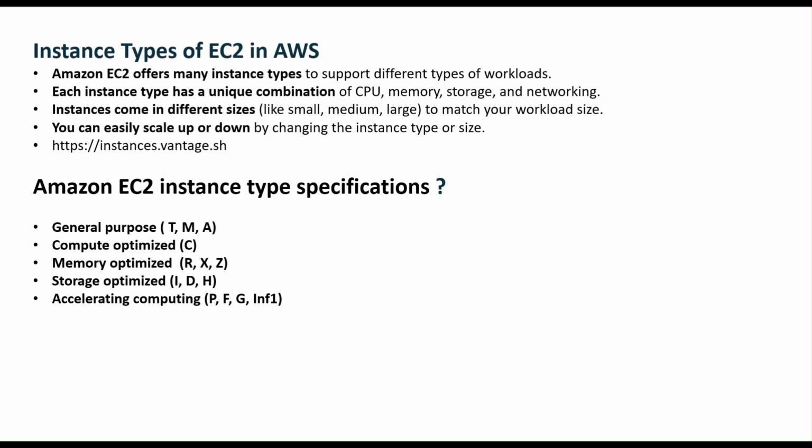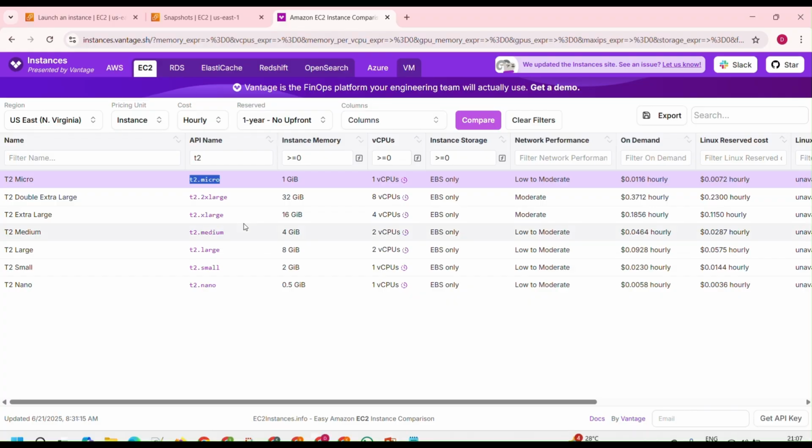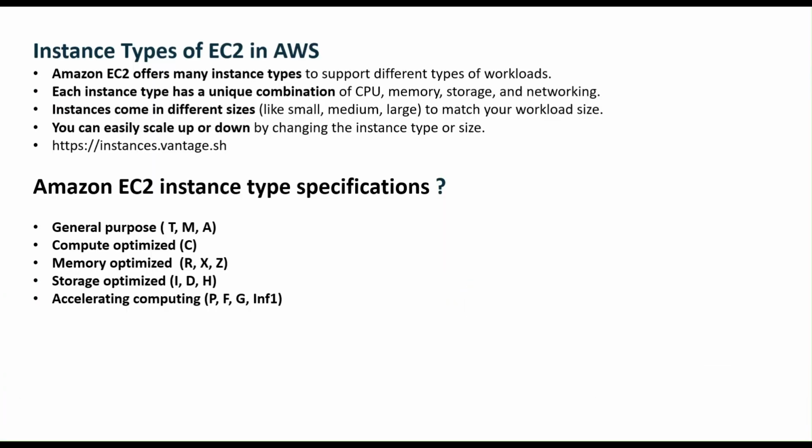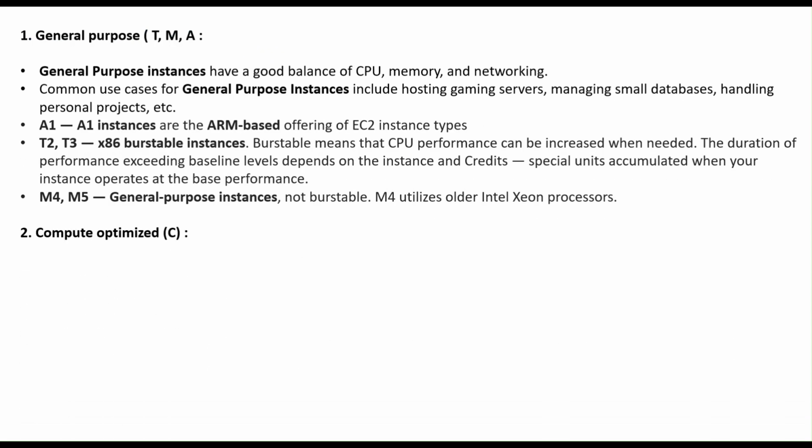General purpose, just keep it in mind like TMA, which means T family, M family, and A family. These are the instances in general purpose. You have to remember one more point here.